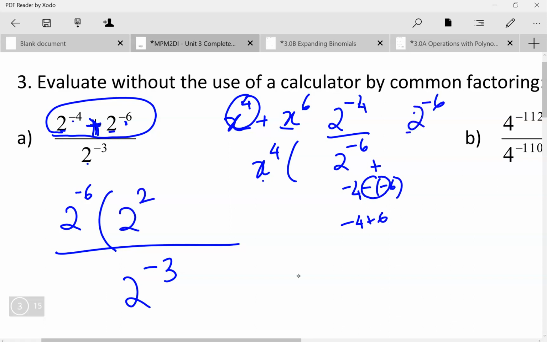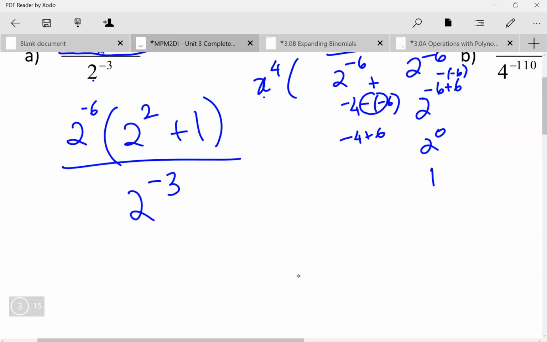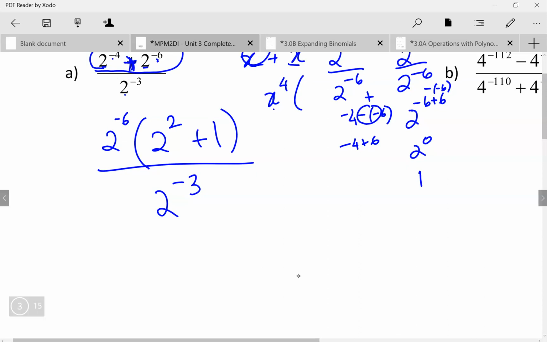And 2 to the power of negative 6 divided by 2 to the power of negative 6 is 2 to the power of negative 6 plus 6. Again, this was a minus of a minus 6, which I made plus 6, 2 to the power of 0, which we see is 1. So that's what that's going to be. So here I can actually calculate 2 squared plus 1, is 4 plus 1, is 5.